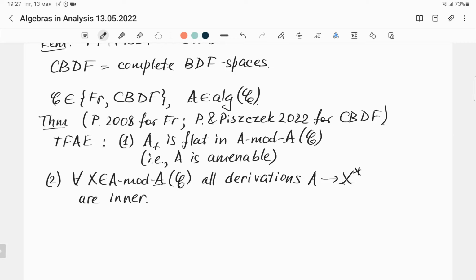Well, at this point, I have to stress that the dual bimodule is not a topological bimodule in our sense. I have already said that in general, the action of A on X star is not jointly continuous. But nevertheless, it is always separately continuous. So formally, we can consider continuous derivations from A to X star. And some of them are inner and some of them are not. So if all of them are inner, then this property turns out to be equivalent to the amenability of A.